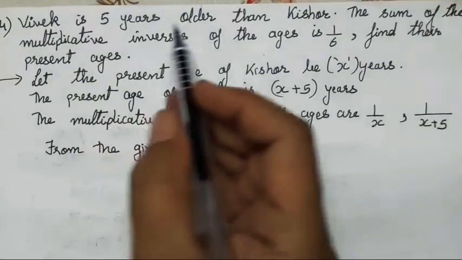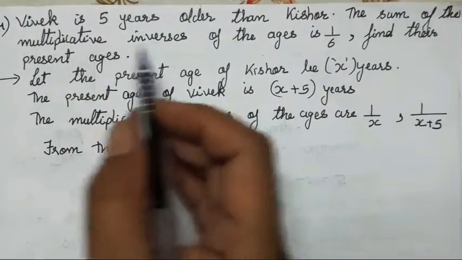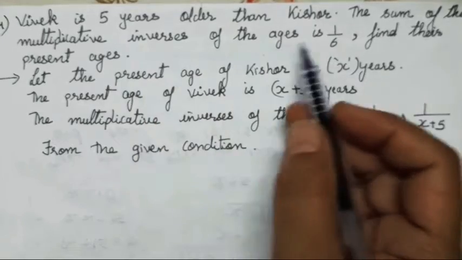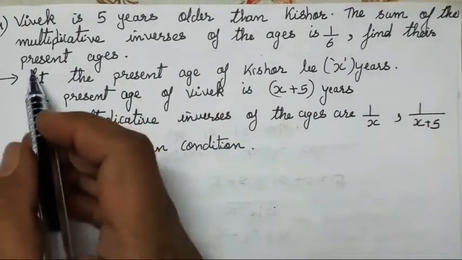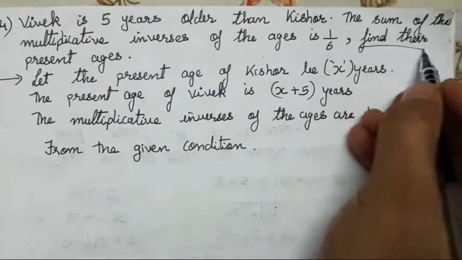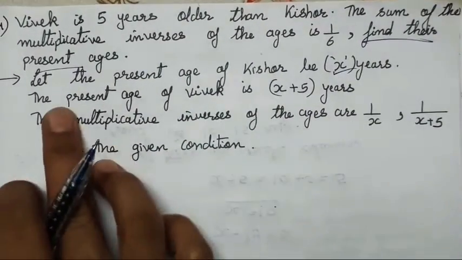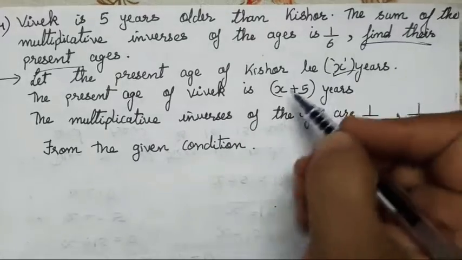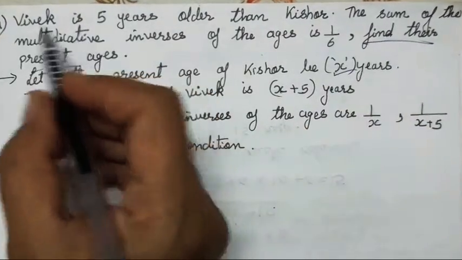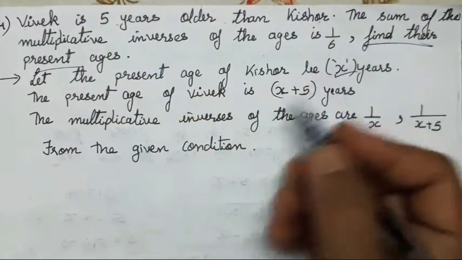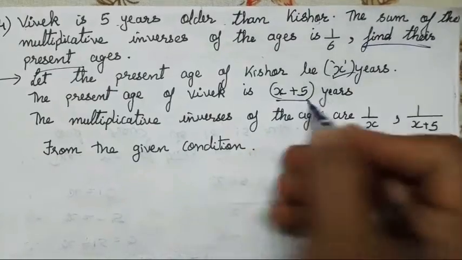Next question is, Vivek is 5 years older than Kishore. The sum of their multiplicative inverse of age is 1/6. Find their present age. So present age we have to find. So present age, as I said, we have to make it as x. Then the present age of Vivek is x plus 5. Why plus we have taken? Because 5 years older than Kishore. That means we have to take plus over here.